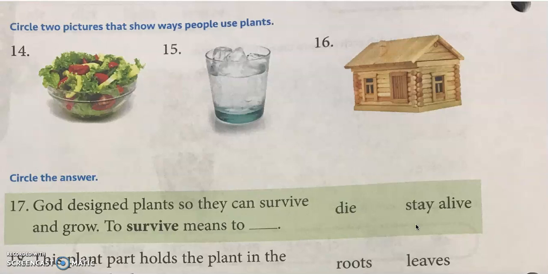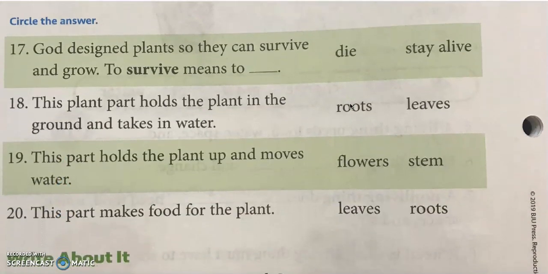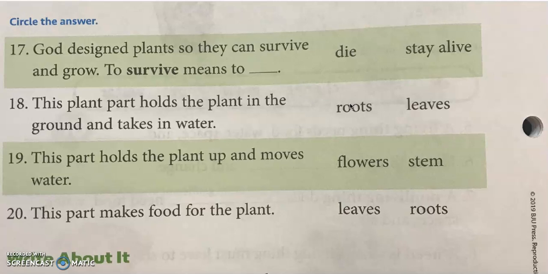We're going to circle 2 pictures that show ways people use plants. There are many different ways people use plants, right? They make food, they make houses, they can make clothes, a lot of things. So, which of these are showing ways people use plants? Right, salad, these are plants, and a house made out of trees, but not water or ice, right? So number 14 and 16, circle, circle. And from number 17 to 20, let's take a look at this together.